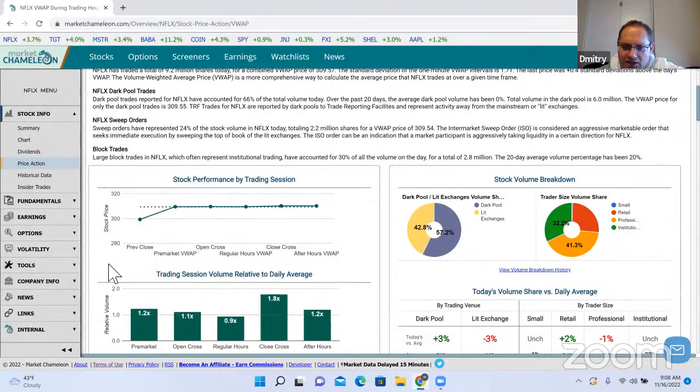Okay. In this table here, this one table shows the performance of the stock, so where the stock price was on 5 different sessions. It's looking at the change. So it looks at the previous close, and then it tracks from the previous close what the VWAP price was in the pre-market, right?